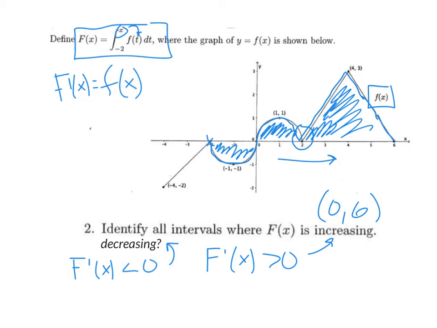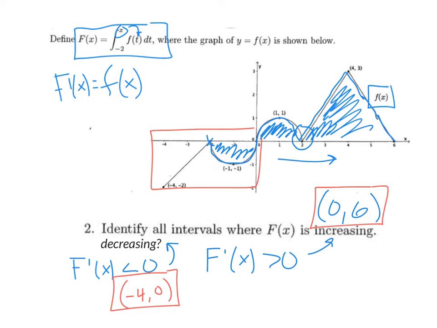And where it would be decreasing would be where it's below the x-axis. And so notice in this case, it looks like this happens between -4 and -2 where it's below the x-axis, and also notice between -2 and 0. And so we can put that overall as from -4 to 0. And so this is where it would be decreasing, and from 0 to 6 is where it would be increasing.